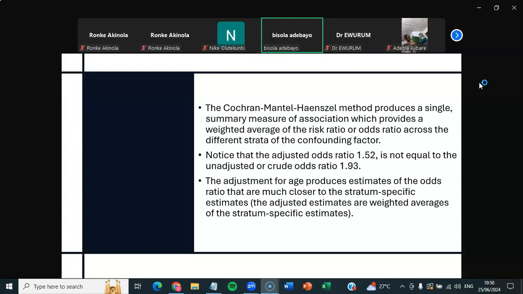We can also run logistic regression. It's beyond the scope of our class. But you can run logistic regression with the variables of interest, and that can also be used to deal with confounding.